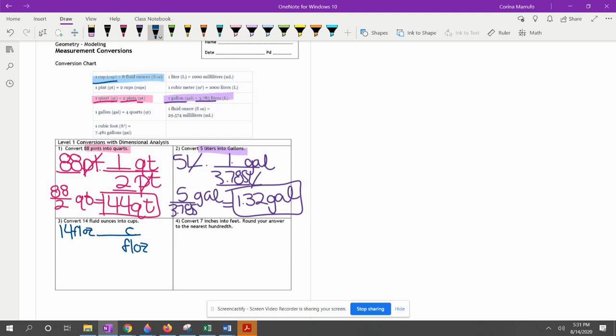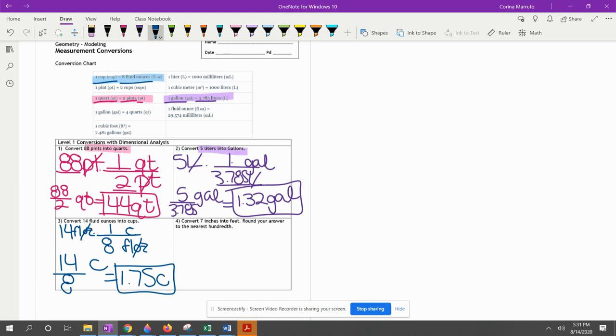And so it tells us here 1 cup, so the 1 goes on top, equals 8 fluid ounces, so the 8 goes on bottom. Okay, so 14 times 1 is 14. The fluid ounces cancel each other out, so we just have cups. On the bottom, we just have the 8, and 14 divided by 8 is going to give us 1.75 cups. All right. The next one, it says convert 7 inches into feet.